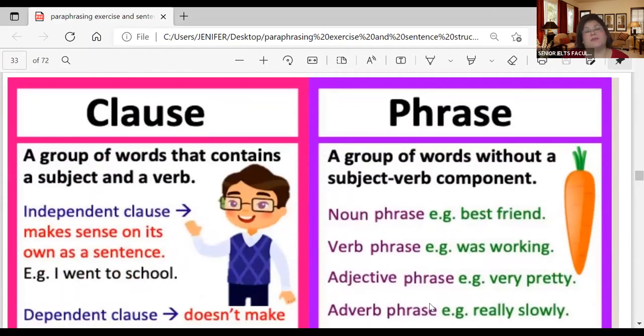Now, clause and phrase. What is a clause? What is a phrase? We just studied clause. But I repeat, a group of words that contains a subject and a verb.